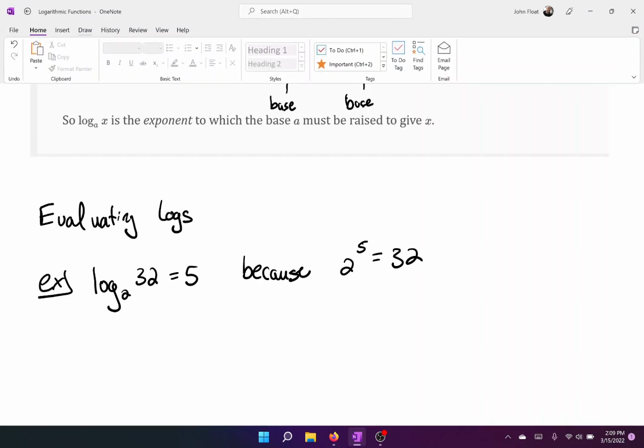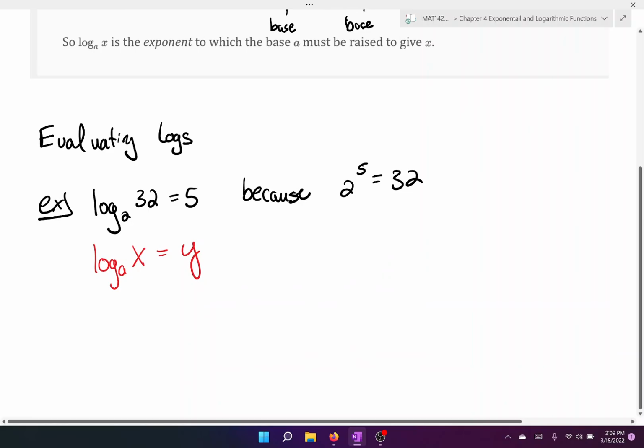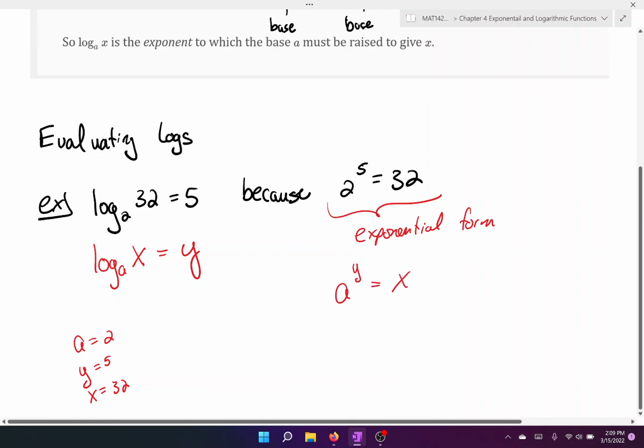In red underneath, I'm just going to write out the definition of the logs. We have log base a of x equals y, which means if I were to just write these things down, a equals 2, y equals 5, x equals 32. So when I come over to the exponential form, I can go ahead and write a to the y equals x, or 2 to the 5th equals 32, okay? So I hope you see just how that works, all right? Let's do another one here.